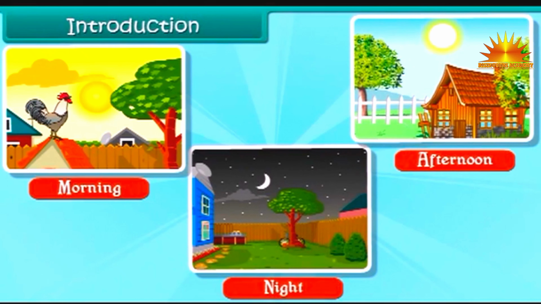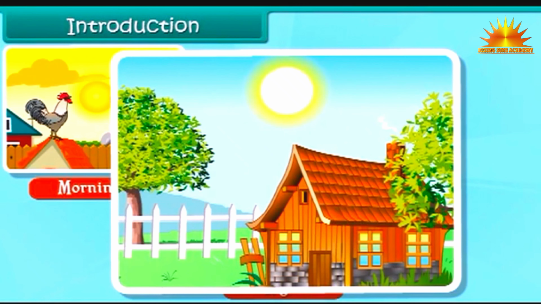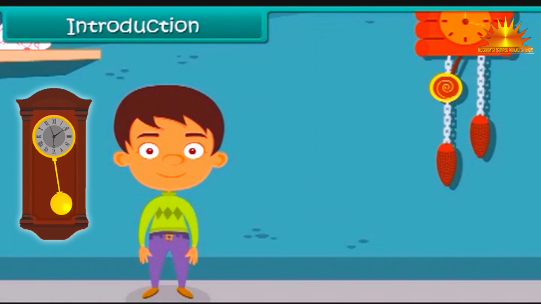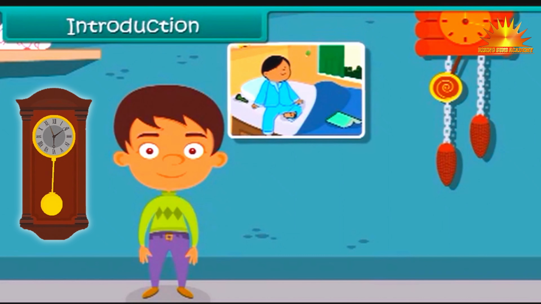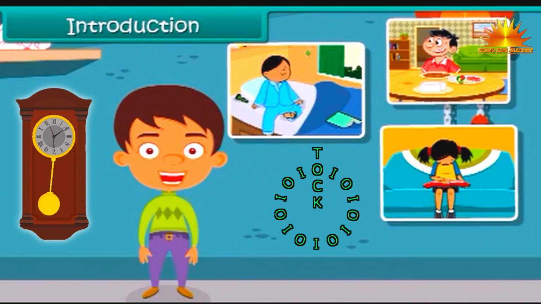Look at the three pictures. These pictures show different times of a day. It is morning time. It is afternoon time. It is night time. We do things according to time. We get up in the morning, eat lunch in the afternoon, and study at night.